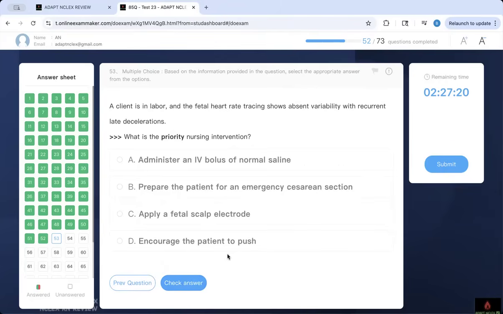The client is in labor and the fetal heart rate tracing shows absent variability. That means there's no variation with recurrent deceleration. What is the priority intervention? Administer IV bolus of normal saline, prepare the patient for emergency C-section, apply a fetal scalp electrode, encourage the patient to push.